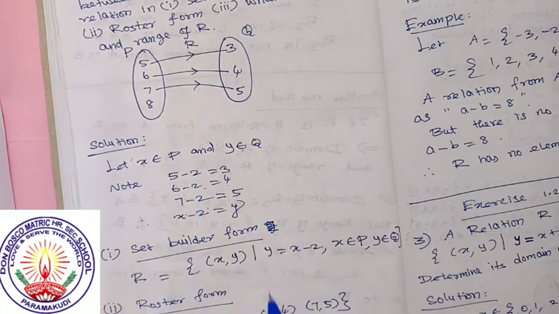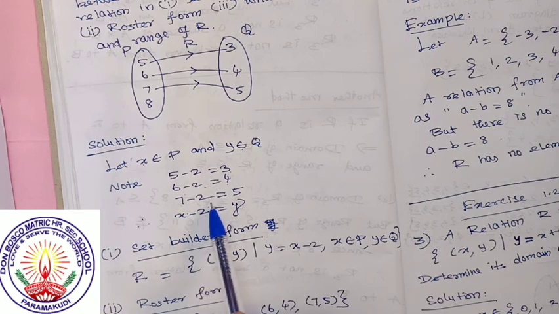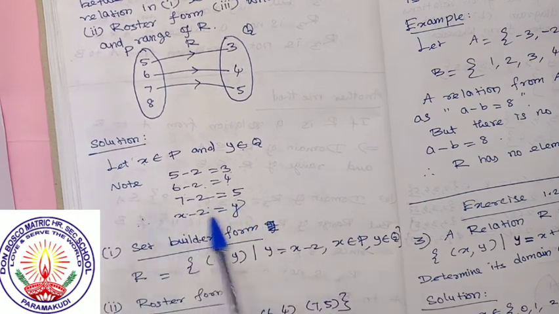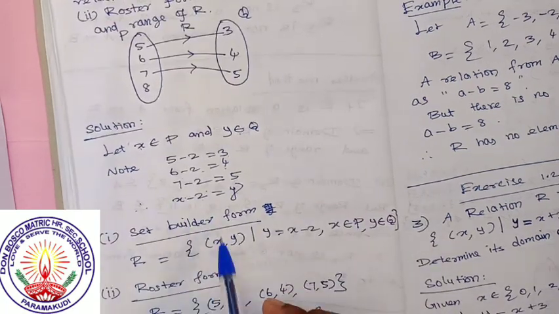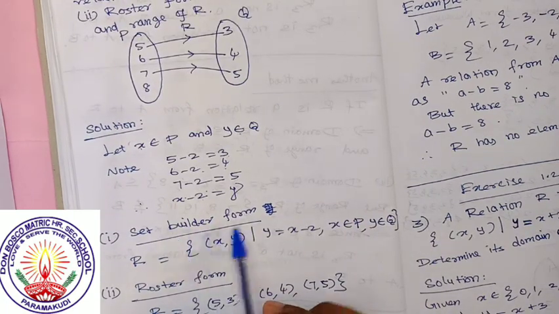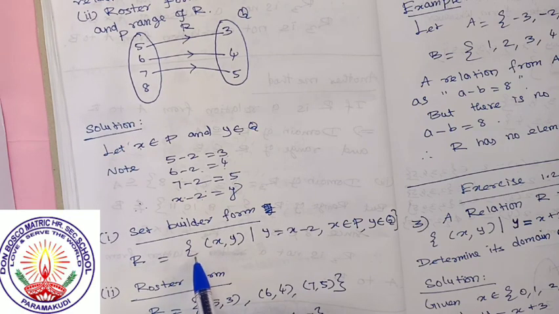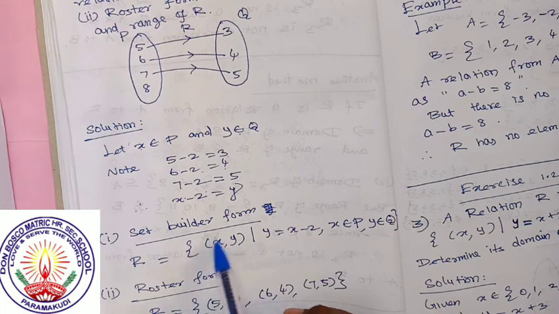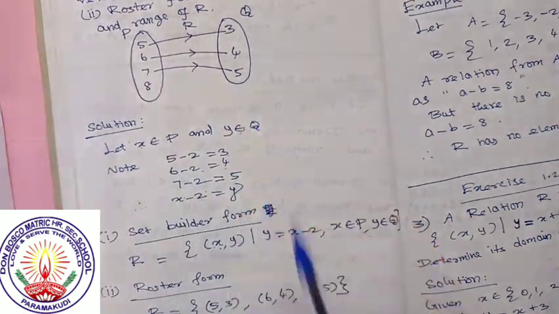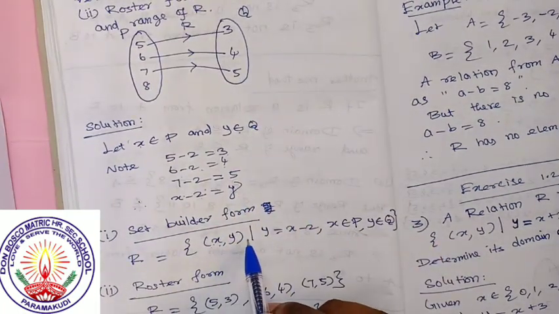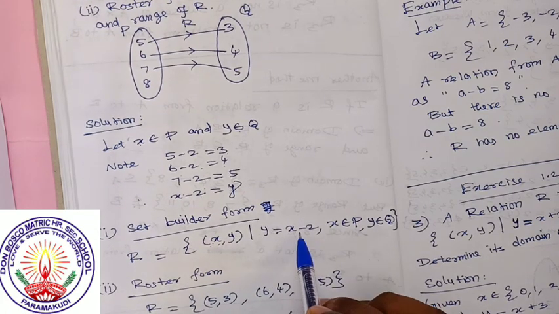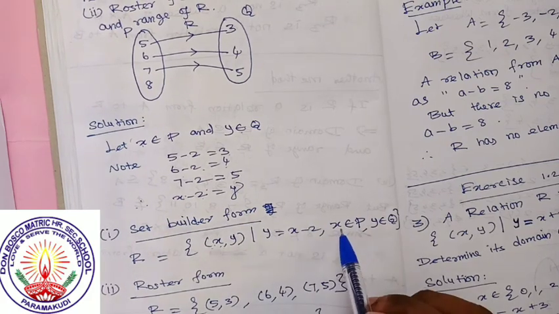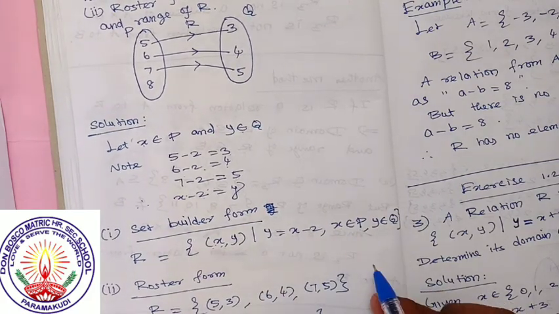Therefore 5 minus 2 is equal to 3, 6 minus 2 is equal to 4, 7 minus 2 is equal to 5. In the same way, x minus 2 is equal to y is the definition. If we know this, we can write it in the set builder form. Therefore, in the set builder form, R is a set of all ordered pairs x comma y, where x belongs to the first set and y belongs to the second set. So it is the set of all x comma y such that y is equal to x minus 2, where x belongs to P and y belongs to Q.